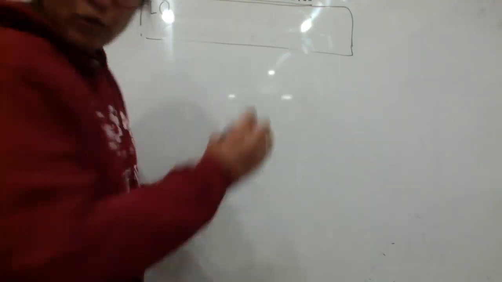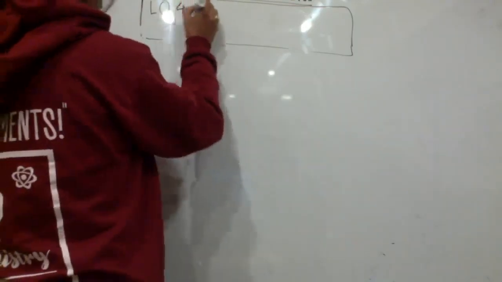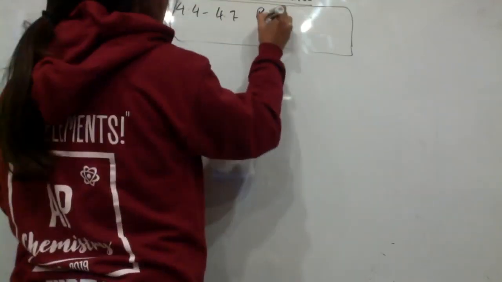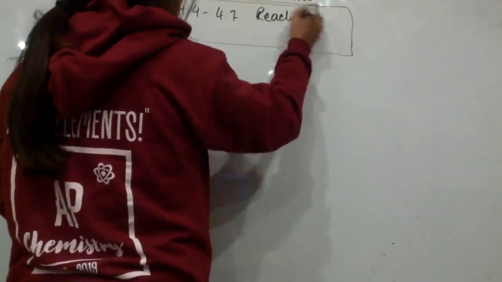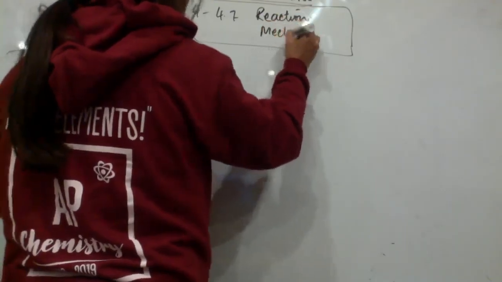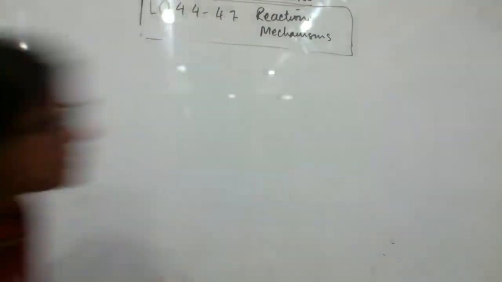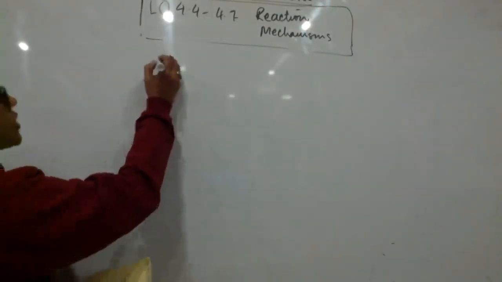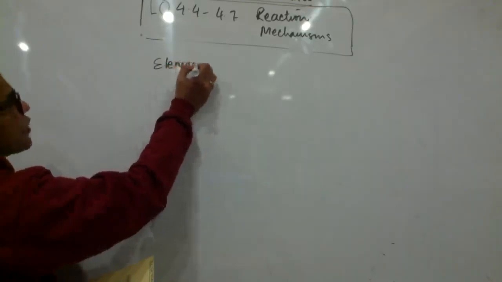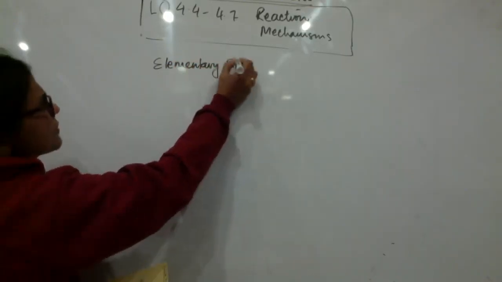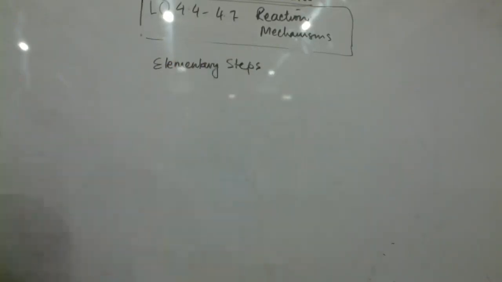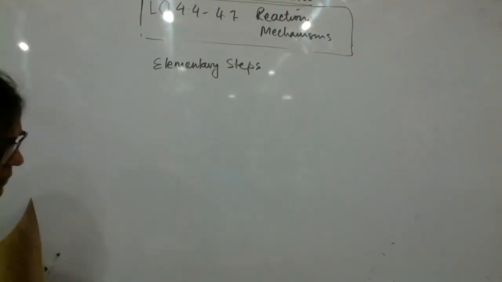4.4, 4.5, 4.6, 4.7. So 4.4 through 4.7, and these are around reaction mechanisms. In reaction mechanisms, remember guys, reaction mechanism uses all the elementary steps. So if you add up all the elementary steps, then they give you the overall reaction mechanism. Also, in elementary step, you got to remember a few things.